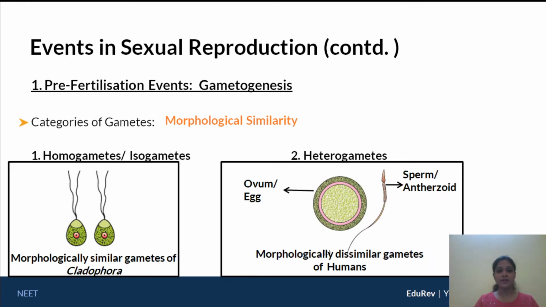Now, for us to understand better, let's take a couple of figures. Under homogametes, you can very clearly see the morphological similarity of the male and the female gamete in case of cladophora. So in cladophora, you can't really make out what is the difference between the male and the female. Both of them look the same. However, if you look at heterogametes of human beings, now the egg cell is very clear, okay, it's a very big cell and it's clearly different from the sperm. So if you look at the sperm, you have a flagellated cell here, sperm also called as the antherozoid, okay. So heterogametes imply morphologically different gametes, but homogametes imply morphologically similar gametes. So these are the two various categories of gametes.